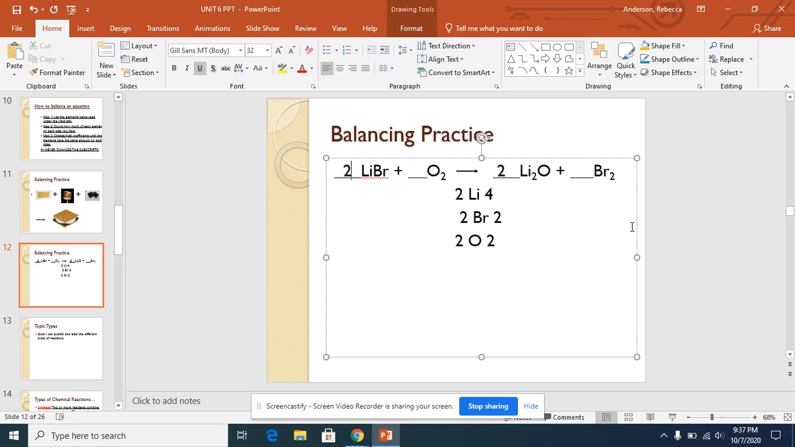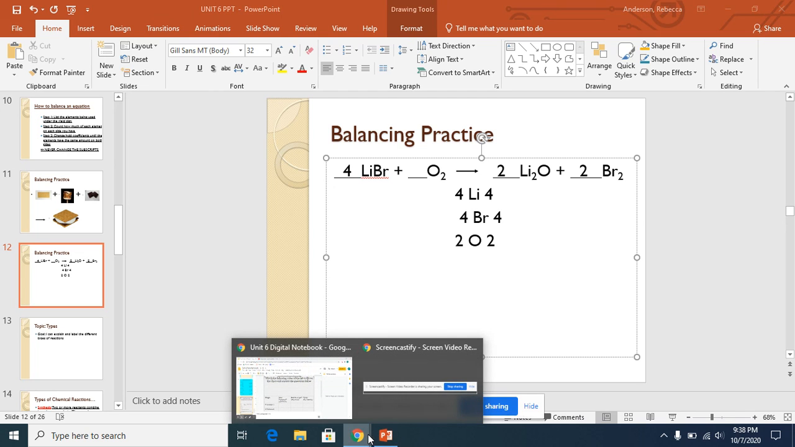So Li has 1 right here. So we need to make that have 4. So we'll erase that 2 and put a 4. So now we have 4 Li. But that also means we have 4 Br. So we need to make Br have 4 on this side. If we look at Br, there's 2 right here, but it needs to be 4. So what times 2 equals 4? Well, that would be a 2. And now Br is 4, and it's equal on both sides. So that would be the balanced reaction.